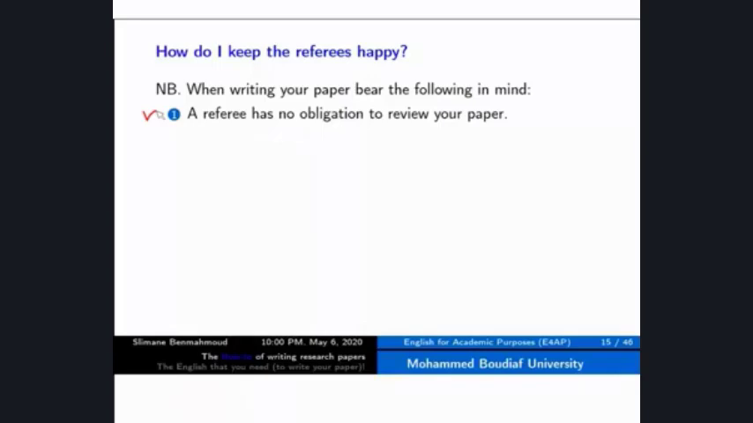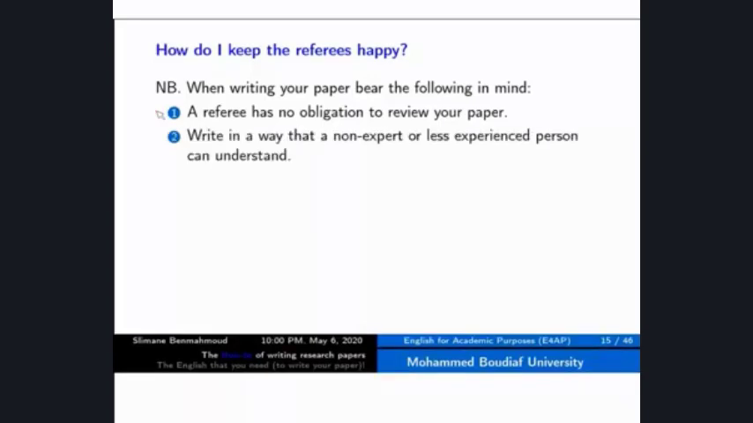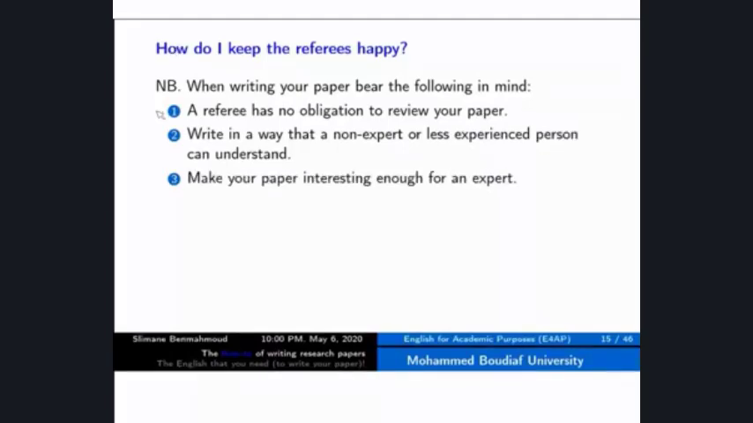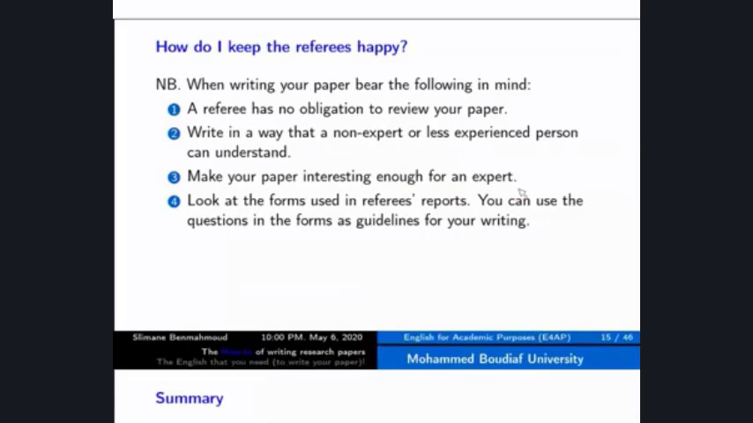The second point is to write in a way that a non-expert or less experienced person can understand. The third point, make your paper interesting enough for an expert to read and to evaluate. The fourth point is a very, very interesting one. Look at the forms used in the referees' reports. You can use the questions in the forms as guidelines for writing your paper.